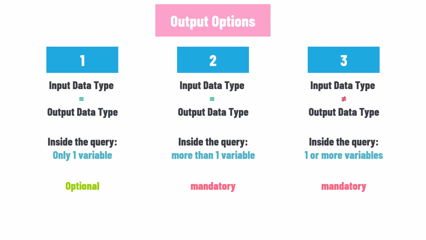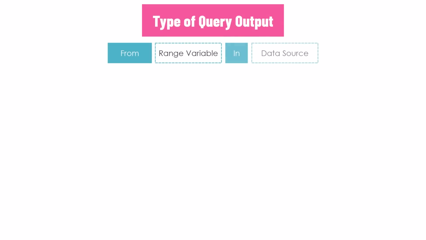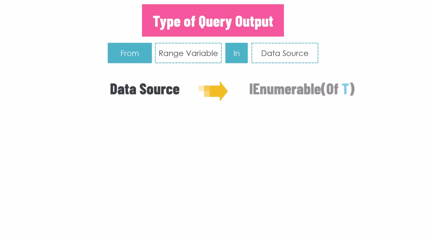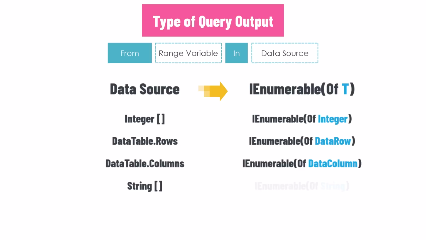The next important point you have to know, is the type of the query output. In from clause video, I mentioned, that the data source we are using in the query, will be converted to IEnumerable. For example, if the data source I want to query is an integer array, this will be interpreted or converted to IEnumerable of integer. Rows of a data table will be converted to IEnumerable of data row. Columns of data table will be IEnumerable of data column. Array of string will be IEnumerable of string. And so on, each data source will have a new data type.